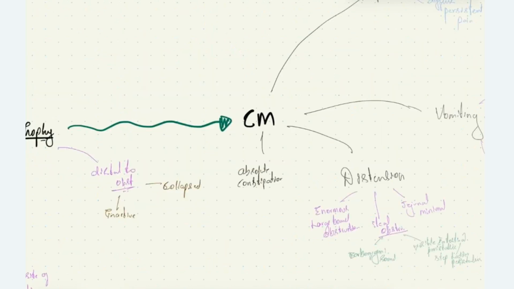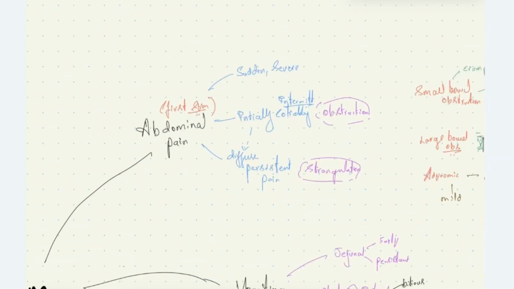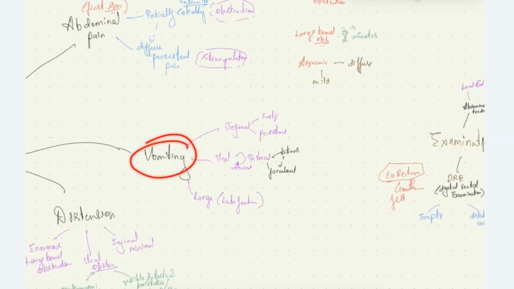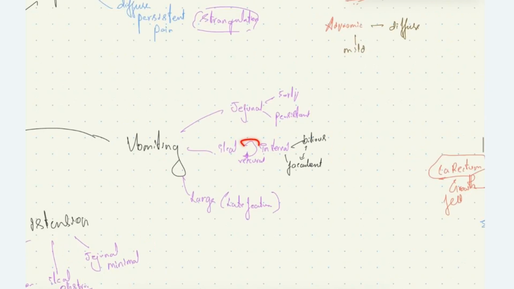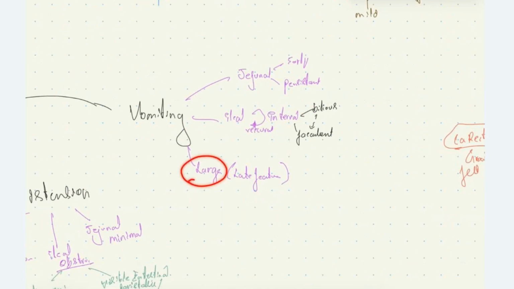Clinical manifestations are abdominal pain, sudden, severe, and initially colicky, followed by diffuse persistent pain. Then the patient has vomiting. In jejunal obstruction, they have early and persistent vomiting. In ileal obstruction, they have recurrent vomiting, which is initially bilious, followed by feculent vomiting. In large bowel obstruction, we don't usually see vomiting. It's a less common feature in large bowel obstruction.